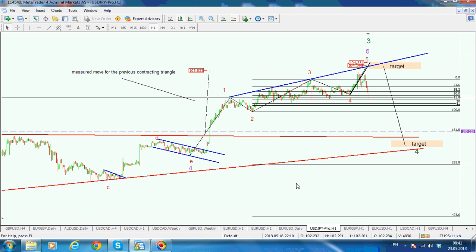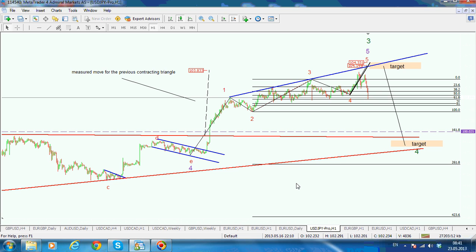We had this move in the US dollar Japanese yen, as you can see here on this chart. We had the Nikkei going for the close with a plunge of almost 5%, and of course that has affected the US dollar Japanese yen.